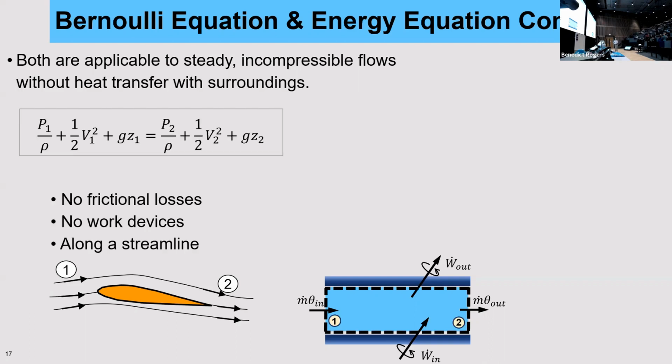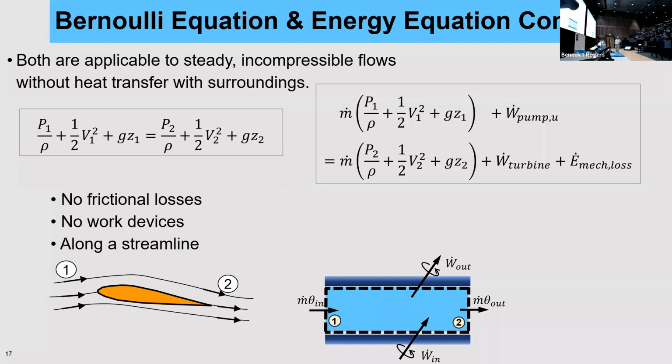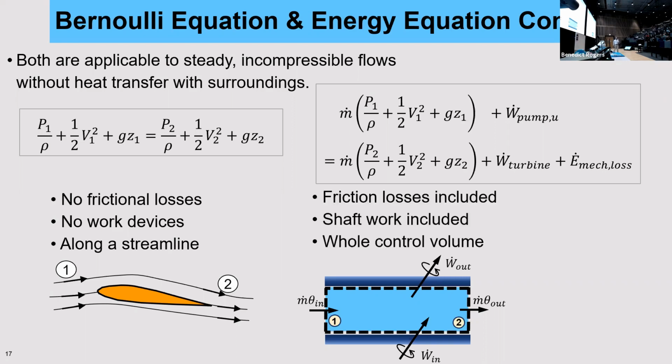So there's my Bernoulli equation: no friction losses, no work devices. It's only applicable along the streamline. But in this particular case, I can apply my steady flow energy equation to cases where I've got work in and work out, and a change of internal energy, which is basically the mechanical energy loss. That's very useful. So friction losses are included now, and the shaft work is included. But we've derived it using an entire control volume.